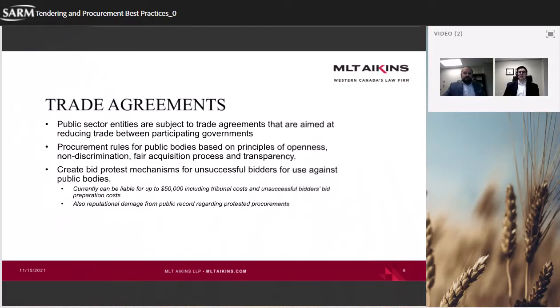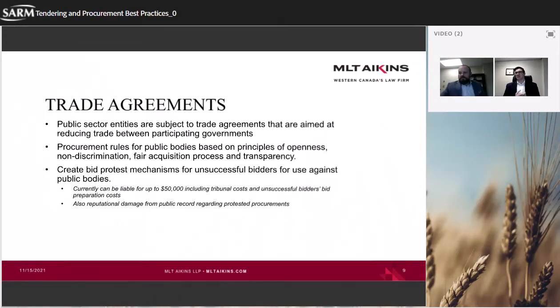And in some sense they're not used very often. There's not many bid protests under, for example, the New West Partnership Trade Agreement, which applies across Western Canada. I think there's less than 5 that have gone to a decision in several years now. And I think part of it is because there's a cap on the amount of money that a bidder can get, which is $50,000. So, not a ton of money. But I think for most RMs out there, you don't want a bid protest.